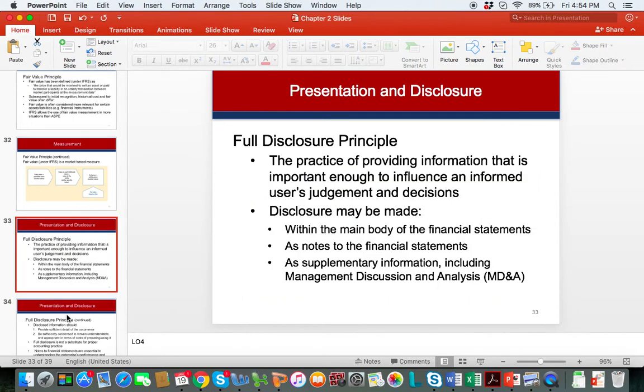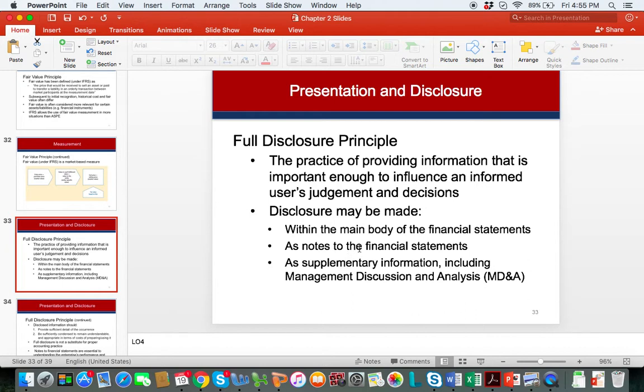So the full disclosure principle is the practice of providing information that is important enough to influence an informed user's judgment and decisions. So we should fully disclose any notes to the financial statements. Just like a going concern. If there's something that threatens the probability of the company existing in a year's time, i.e. that it'll be a going concern, a note should be provided to the financial statements and fully disclosed, within the main body of the financial statements and notes to the financial statements.